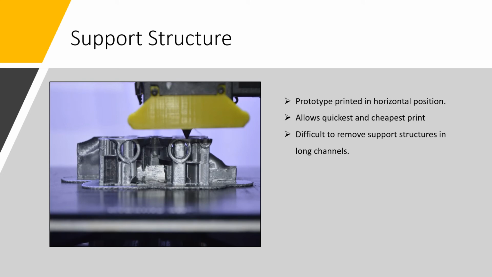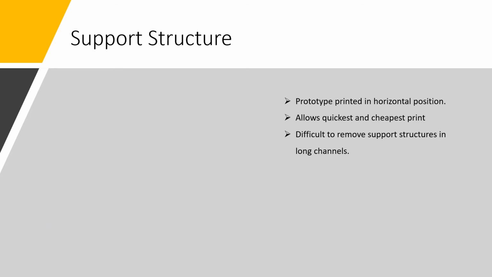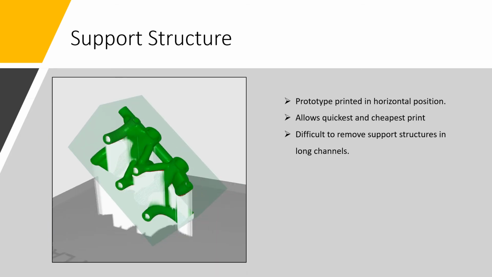It was noted that it was difficult to remove the internal support structures in the long channels even after utilizing the slicing software. Please refer to the arrow on screen now. On reflection, it is advised that the position shown in the image to the left is utilized for printing. This would remove the need for support structures within the long channels, as no print angle within them would be over the 45-degree limit.